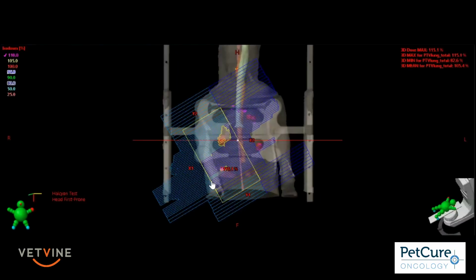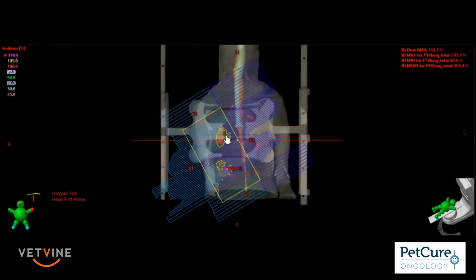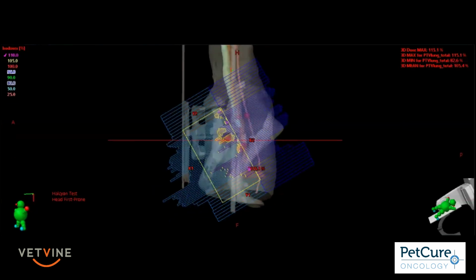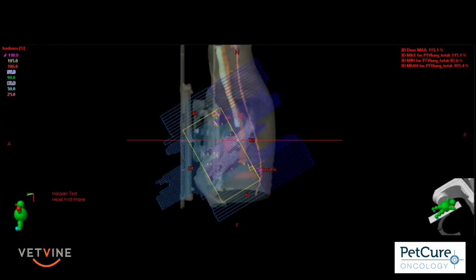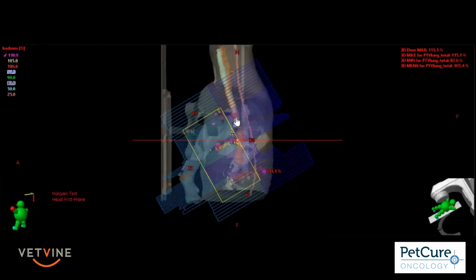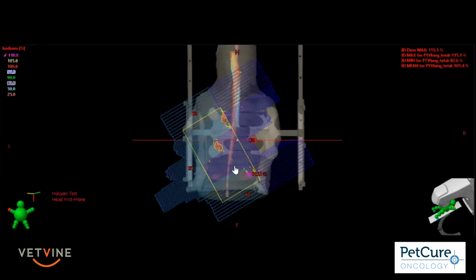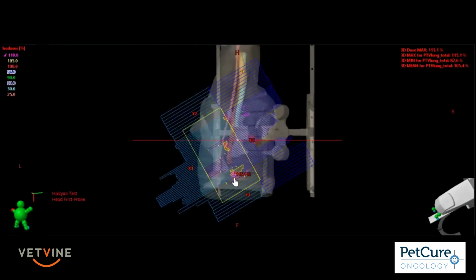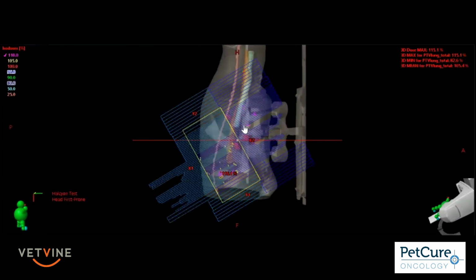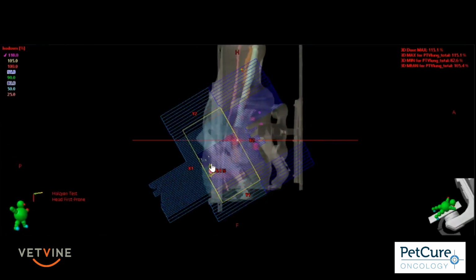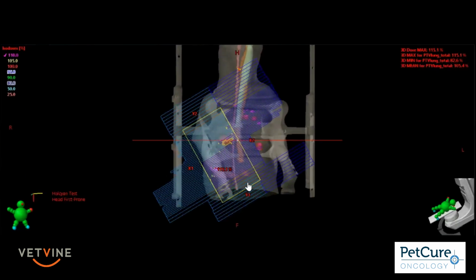So what we're looking at here is the multi-leaf collimator, the shape, and this starts on the bottom of the dog. This is a dog that had multiple metastases from a thyroid tumor, and all these little red areas were areas within the lungs that we were able to target. And you can see, for instance, as it went over the spinal cord, it's blocking that area. It is blocking areas around the lungs.